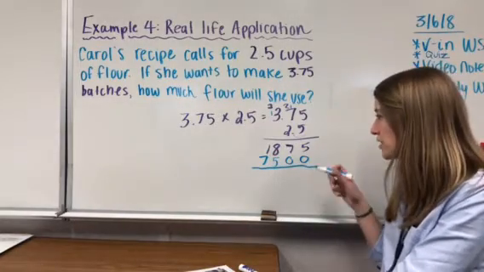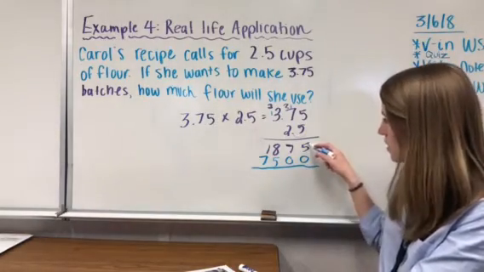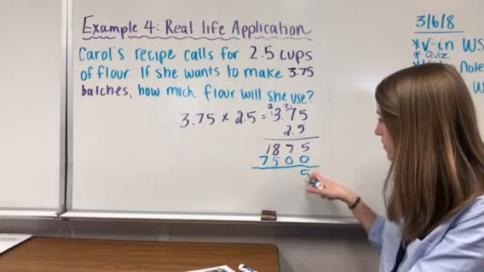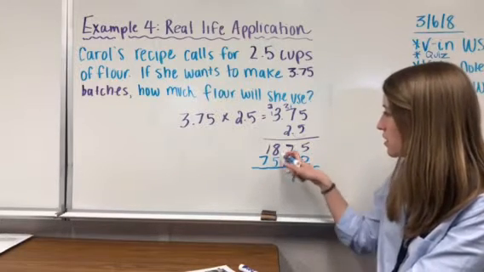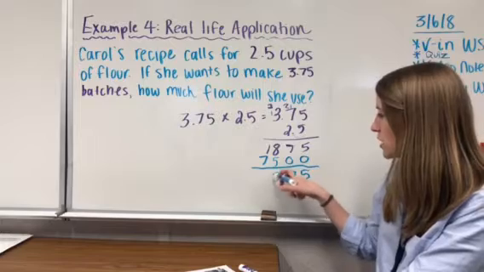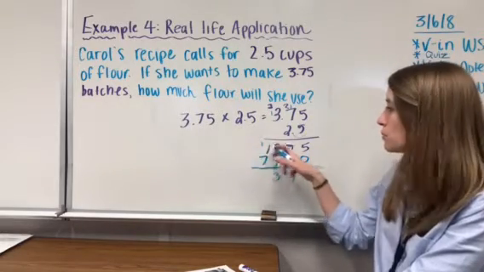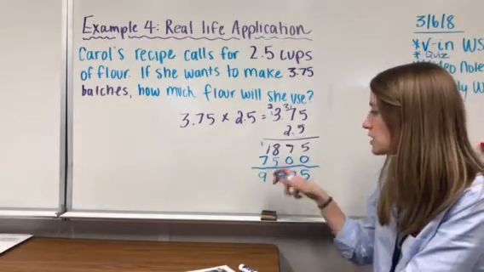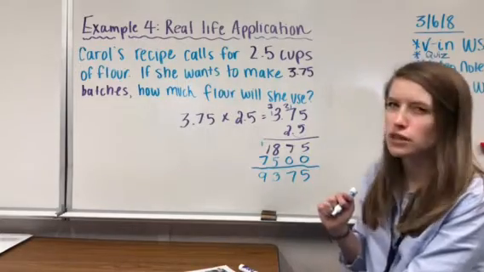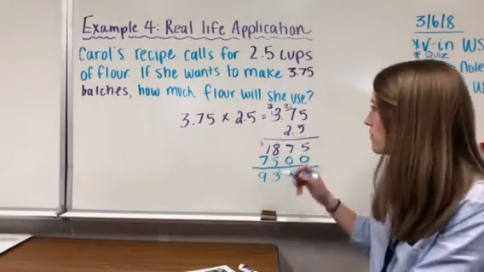Let's go ahead and add these two. 5 plus 0 is 5, 7 plus 0 is 7, 8 plus 5 is 13, that's 3, carry the 1. 1 plus 1 plus 7 is 9. We end here with 9,375. Not exactly our final answer.